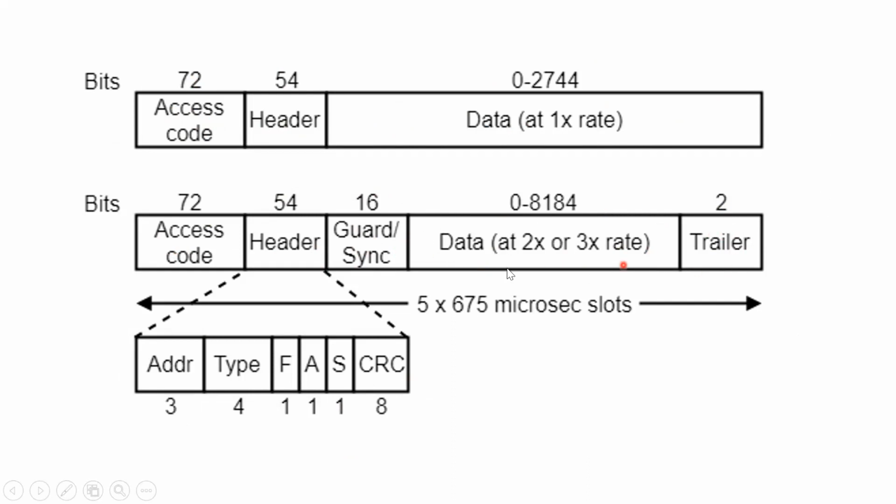And here you can observe the data length varies from 0 to 8184 bits. So this length is pretty wide, and it can allow a data rate 2 times or 3 times more than the basic data rate of Bluetooth. Okay, so this is the difference between the enhanced data rate frame format and the basic Bluetooth frame format.